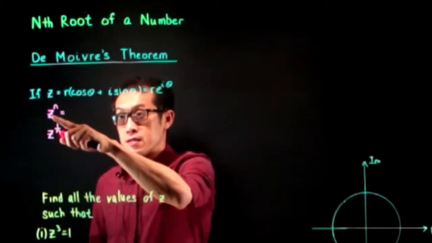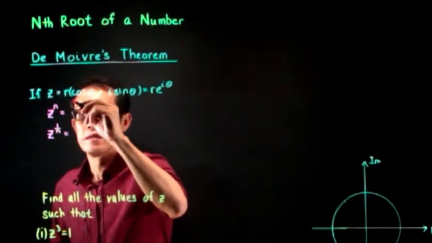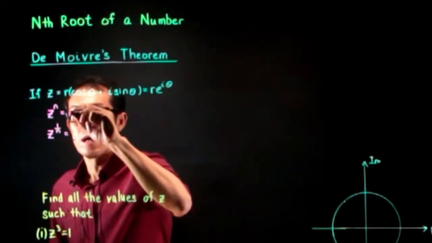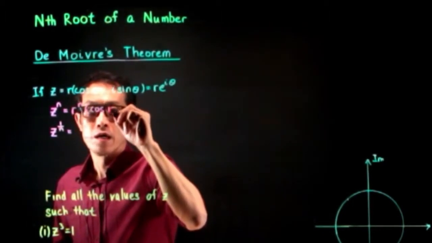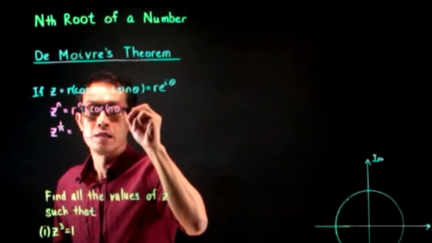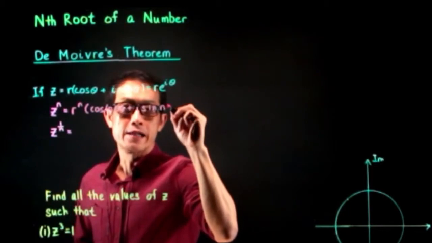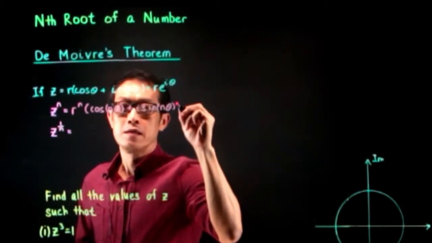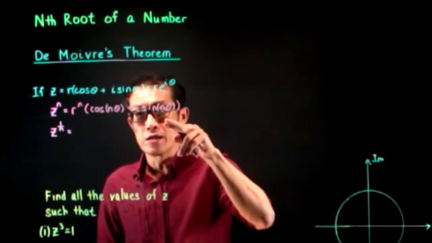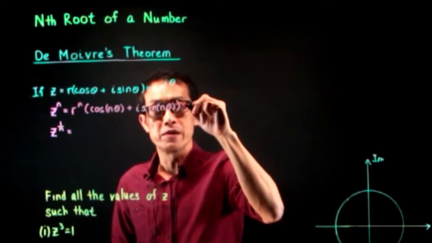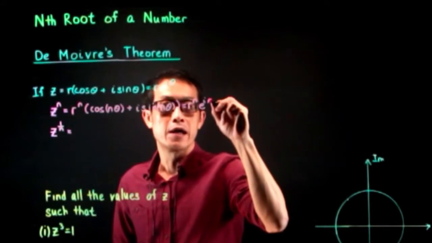Now then, z to the power of n will be given by r to the power of n cos n theta plus i sin n theta. Now if we were to write this in Euler's form, then this should be r to the power n e^(i n theta).